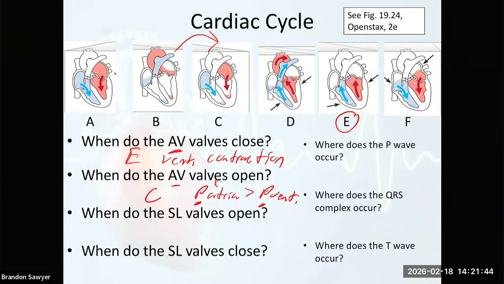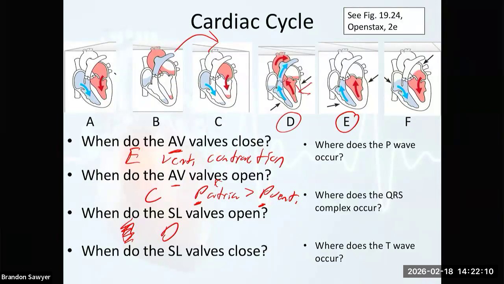Okay. When do the semilunar valves open? This is in B. Is that right? No, that's not right. Why do I have B there? It is D, not B. B is when they close. D is when they open, right? So we've got D, this one right here.